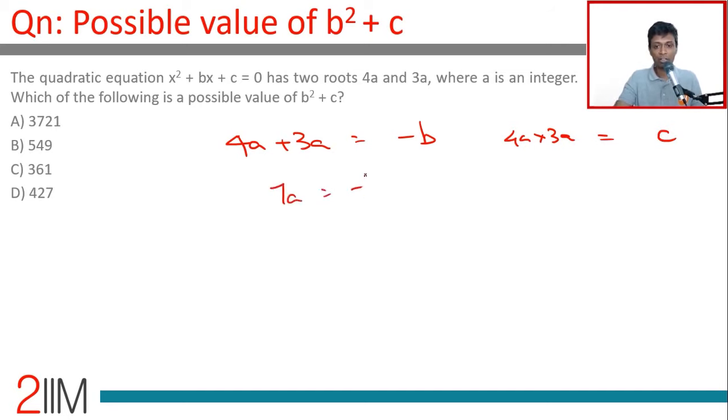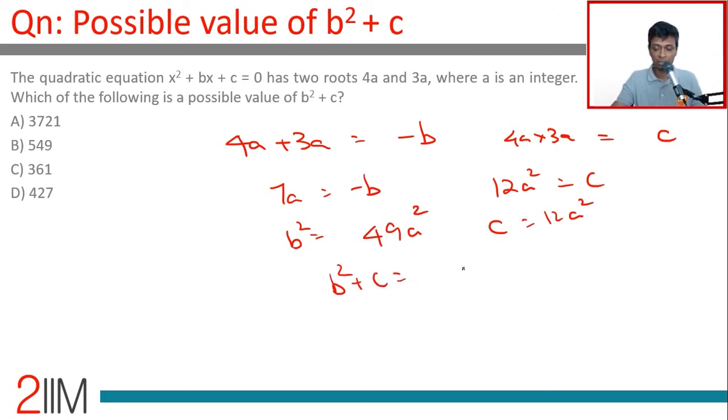So 7a is minus b. 12a square is c. B square plus c. B square is 49a square. C is 12a square. If we add these two, b square plus c is 49a square plus 12a square, which is 61a square. So our answer should be a multiple of 61 and should be a perfect square. Perfect square into 61 should be one of these.